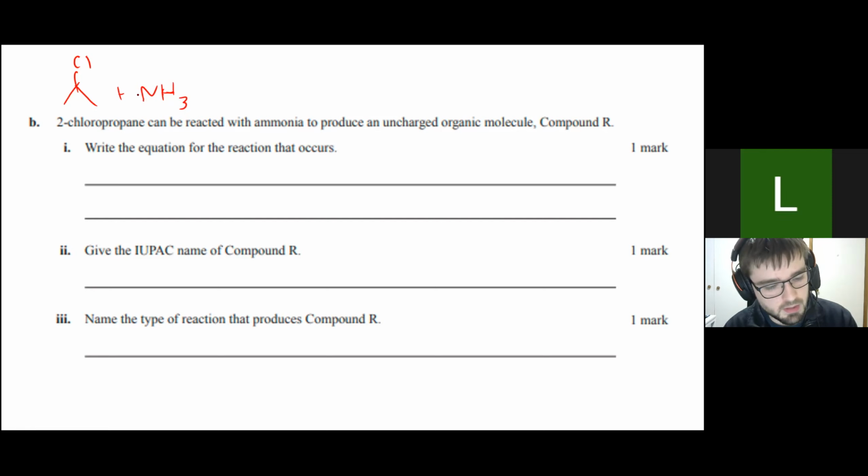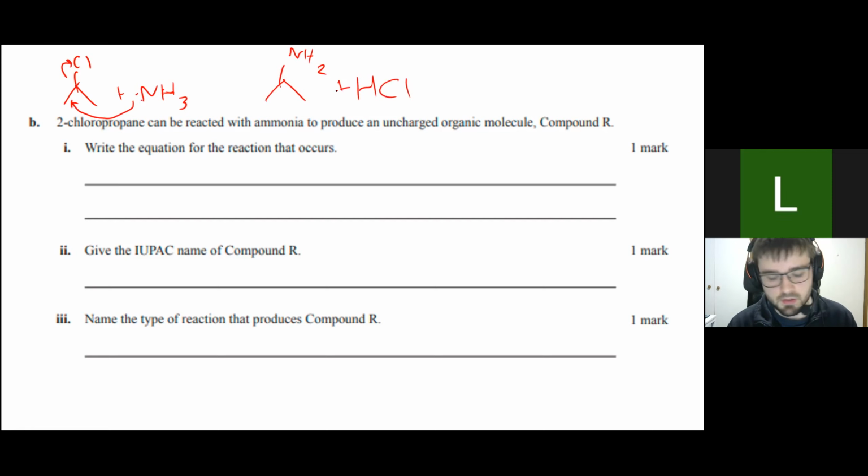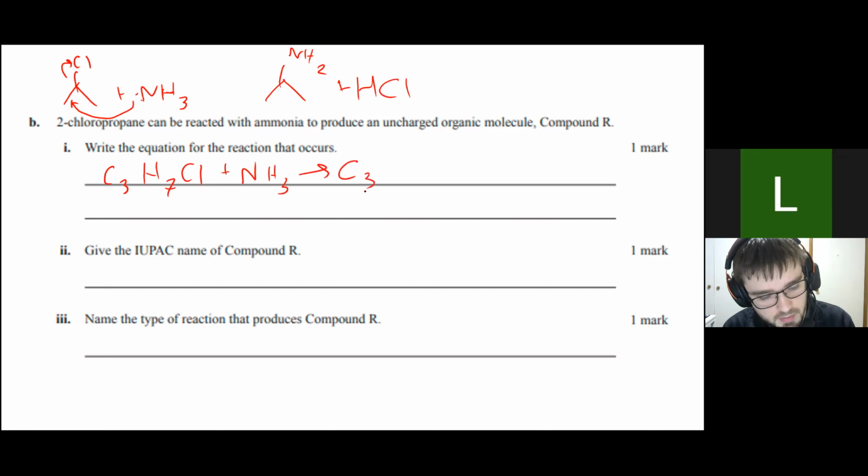So ammonia is going to come in, its electrons are going to attack here, and the chlorine will fall off, or the chloride will fall off. And we'll end up with the ammonia replacing the chloride, and the hydrogen will come off the ammonia and form hydrochloric acid here. So let's write that out just in terms of molecular formulas, so it's as easy as possible. 3 carbons, there's going to be 7 hydrogens and a chlorine, plus ammonia goes to the same thing, but just with an NH2 group instead of the chlorine, plus HCl. There you go.